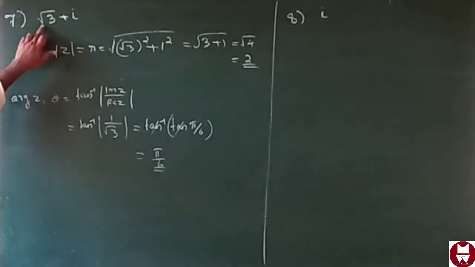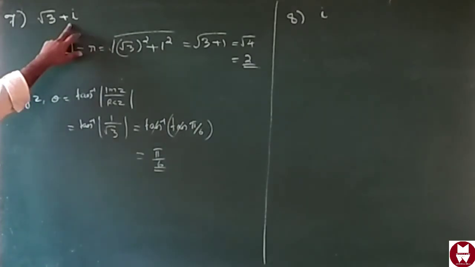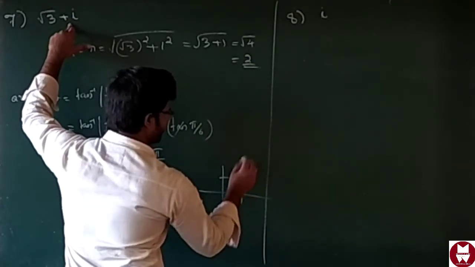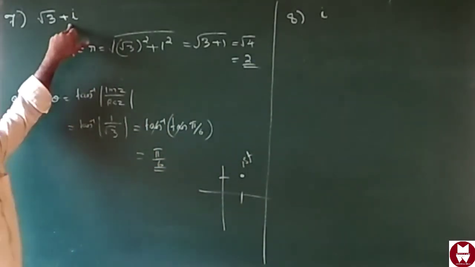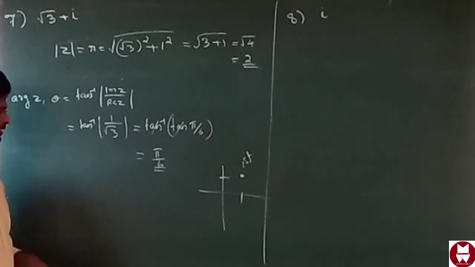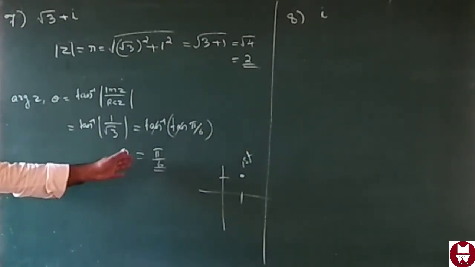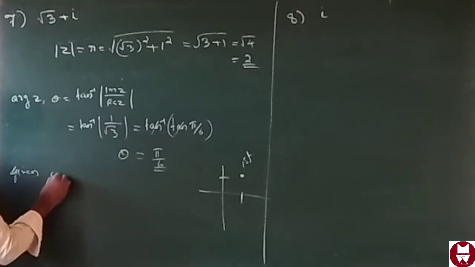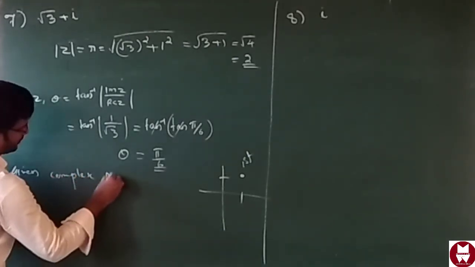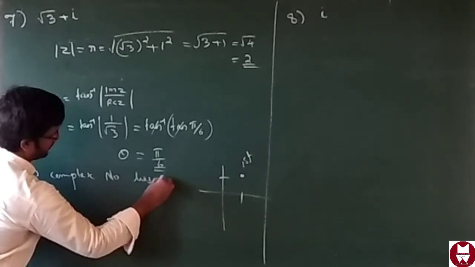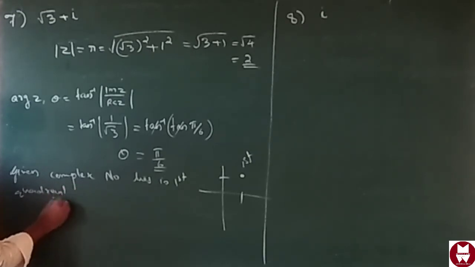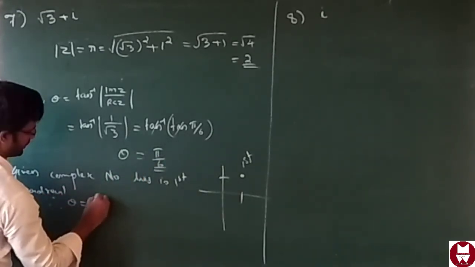In which quadrant? The x value is positive, the y value is also positive. That means the given complex number lies in the first quadrant only, isn't it? That means in the first quadrant theta only, no need to change. That is our argument. We can write anyway: the given complex number lies in the first quadrant. Therefore theta equal to the same, pi by 6.